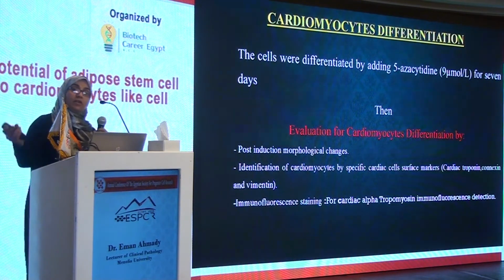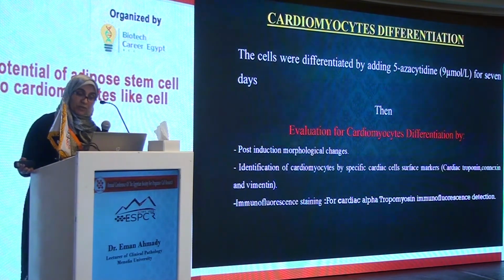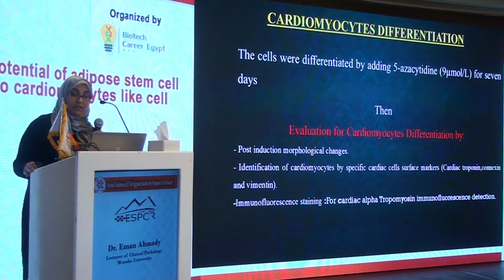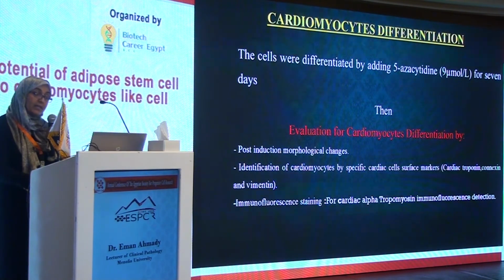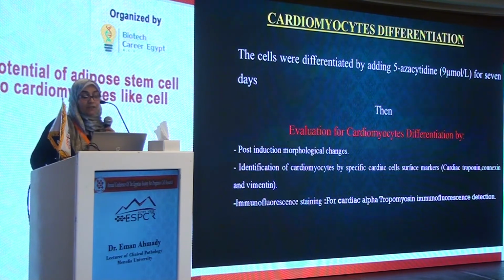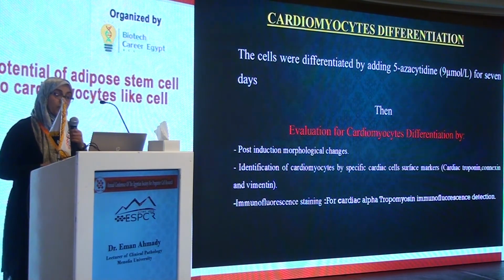After this, I will trypsinize the cells, and then I will begin the differentiation process. The cardiomyocyte differentiation will be by using 5-azacytidine at a concentration of 9 micromole per liter for 7 days. And then I will evaluate the cardiomyocyte differentiation by post-induction morphological changes, by identification of specific cardiac cell markers like cardiac troponin, connexin 43, and vimentin, and finally by immunofluorescence staining, which is cardiac alpha-tropomyosin immunofluorescence detection.